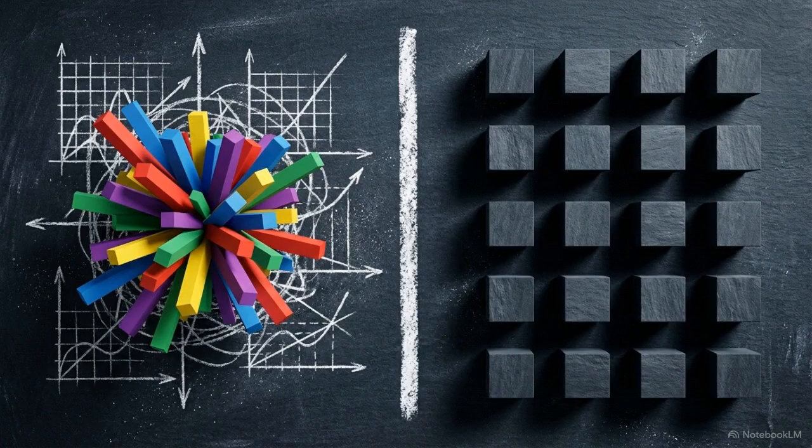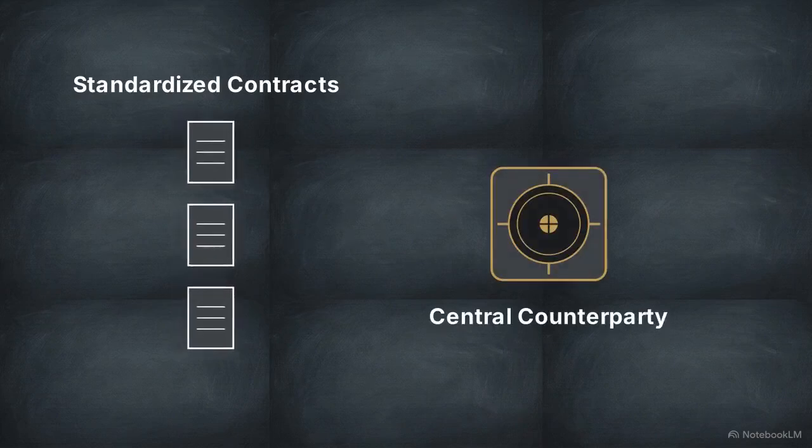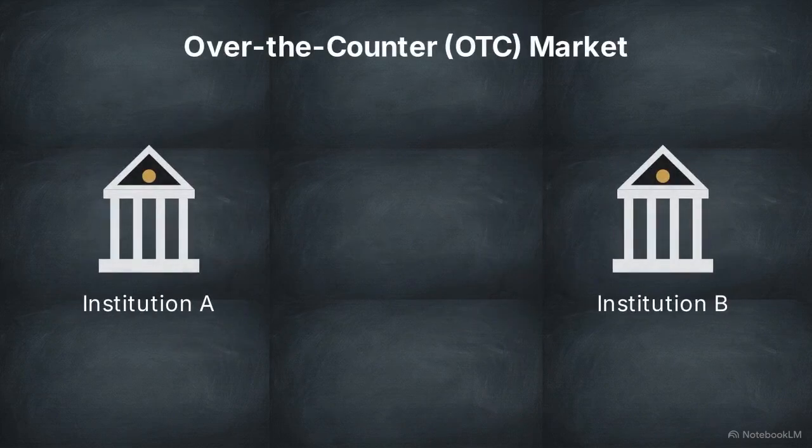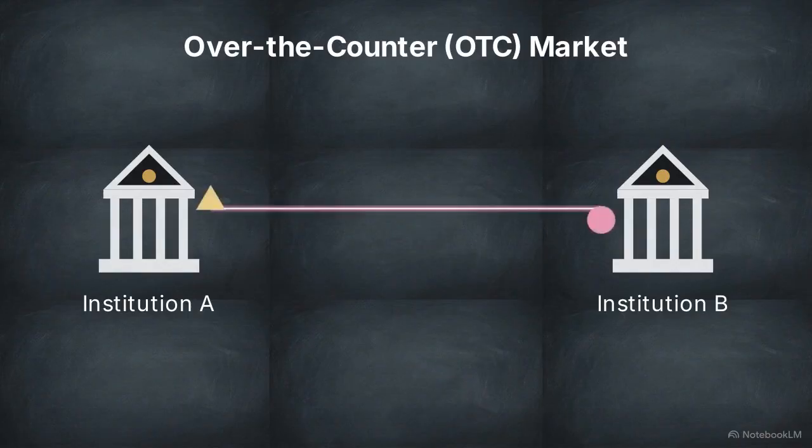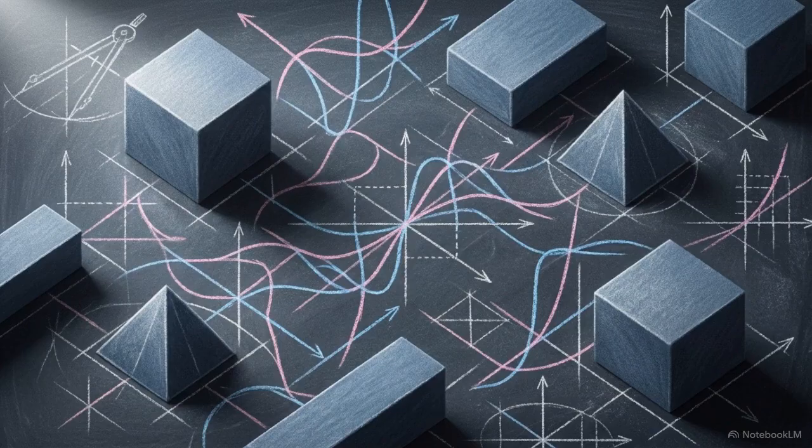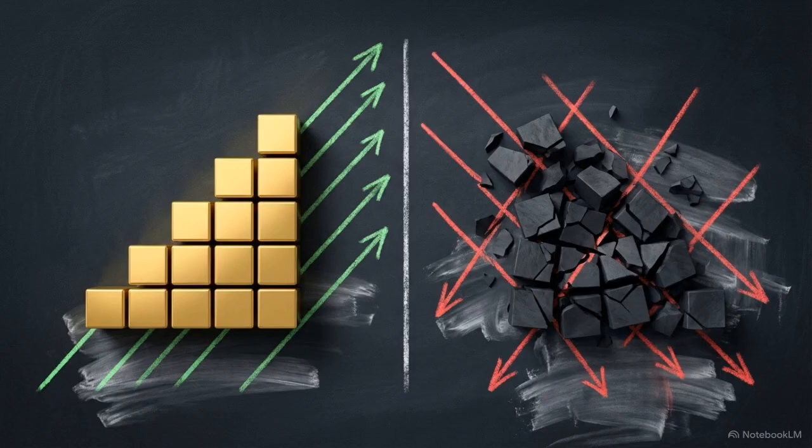These instruments trade in two distinct arenas. Exchanges offer highly standardized contracts cleared through a central counterparty. Conversely, the over-the-counter, or OTC, market allows institutions to negotiate custom bilateral agreements. The global economy relies on these mathematical contracts to isolate and transfer risk. They weaponize leverage to either insulate commerce from uncertainty or threaten the entire financial system.